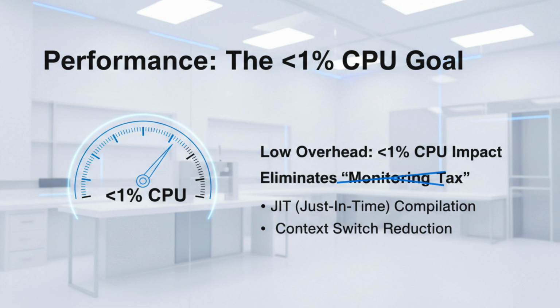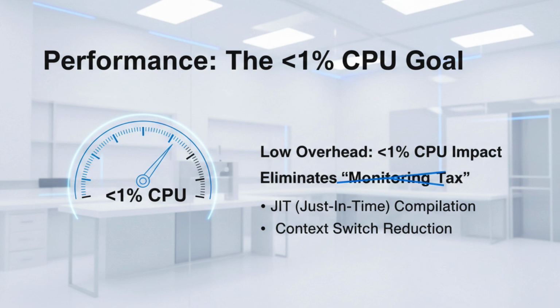Traditional monitoring agents can consume 5% to 15% of your CPU just to tell you that your CPU is busy. That's a monitoring tax that eats into your margins. eBPF is designed for ultra-low overhead. Because it runs JIT-compiled code directly in the kernel and avoids expensive context switches between user and kernel space, the overhead is often less than 1%. This efficiency allows you to keep monitoring always on in production, giving you a continuous stream of data without slowing down your customer's experience.